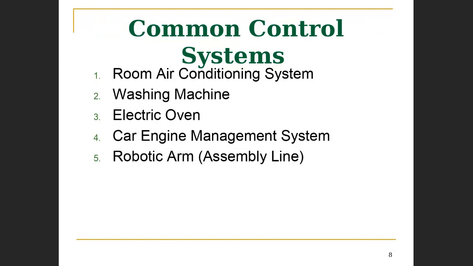So common control systems include the room air conditioning system, the washing machine, the electric oven, the car engine management system, and the robotic arm that would typically be used in an assembly line. So these are examples of some control systems that you would see around you, right? I believe all the first four would have been known to each person in this group this evening.